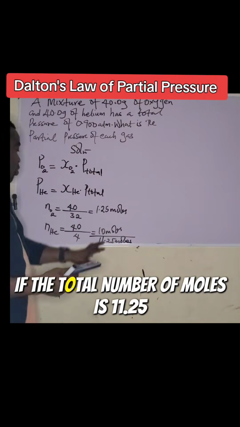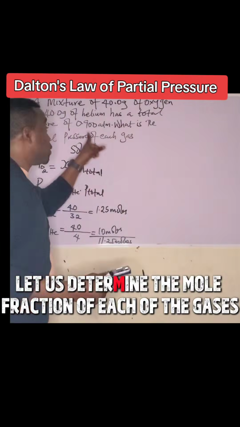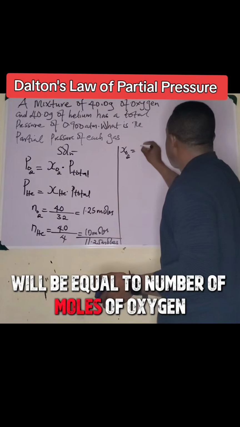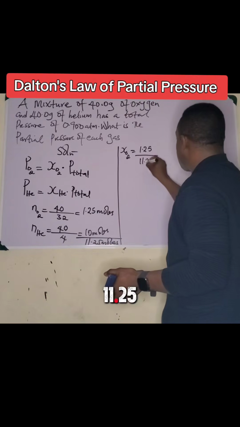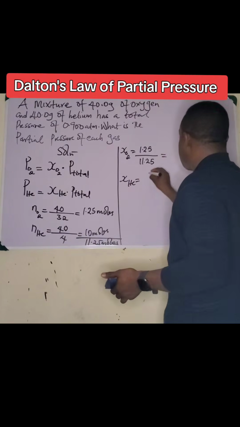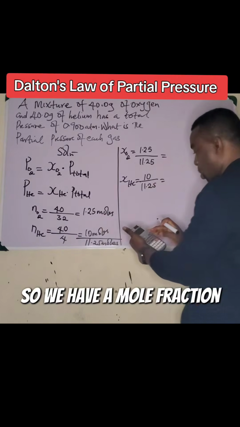So the total number of moles is 11.25 moles. Let us determine the mole fraction of each of the gases. The mole fraction of oxygen will be equal to the number of moles of oxygen, 1.25, divided by the total number of moles, 11.25, and the mole fraction of helium will be equal to 10 moles divided by the total number of moles. So we have the mole fractions.